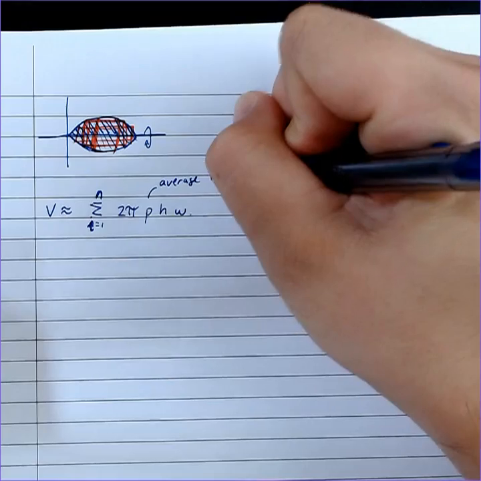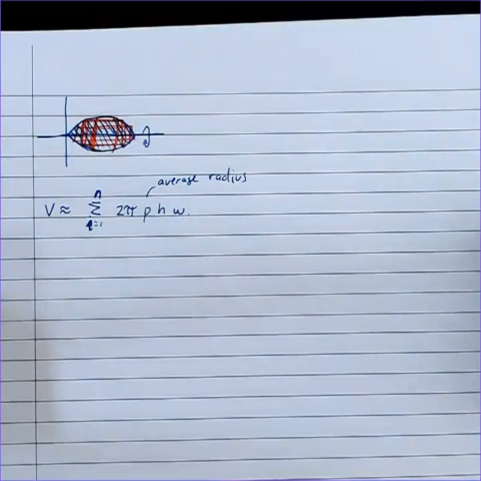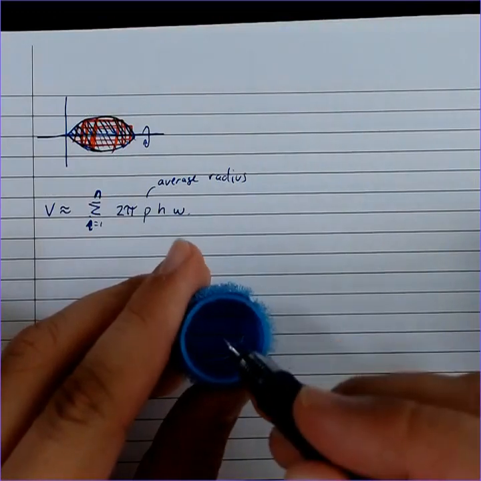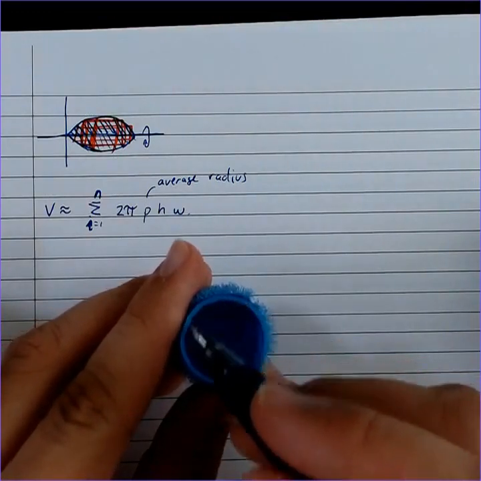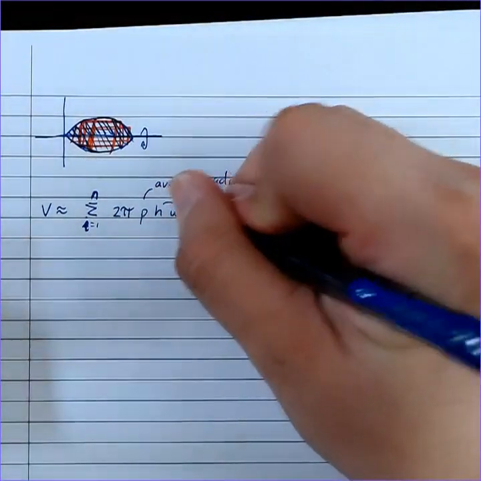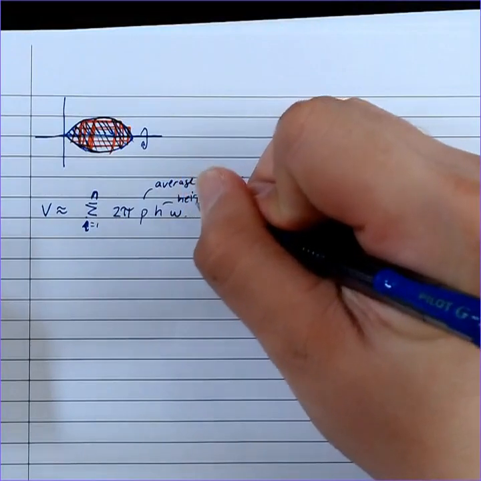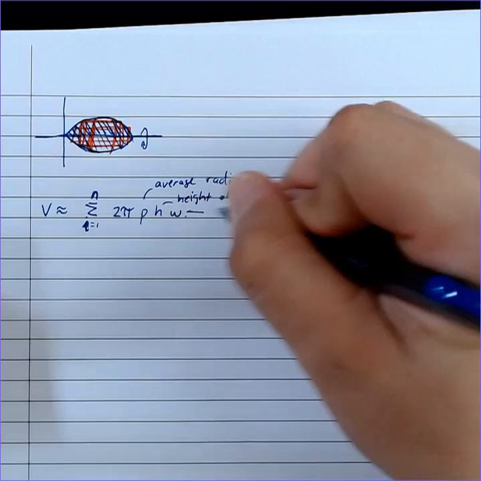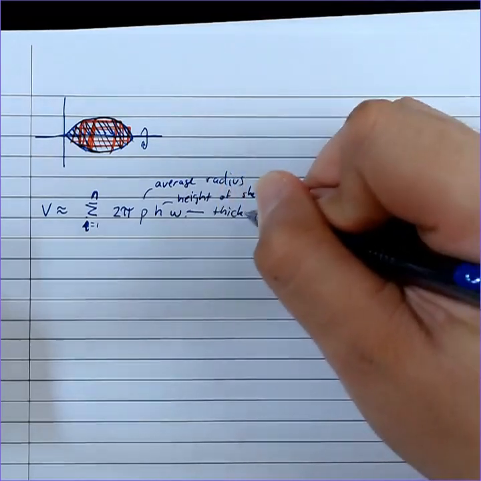That's going to be the average radius of the base, right? It's not the radius from the middle to the outside or from the middle to the inside, but halfway in between. So a good name for that is the average radius. Here, this is the height of a shell. And this W is the thickness of a shell.